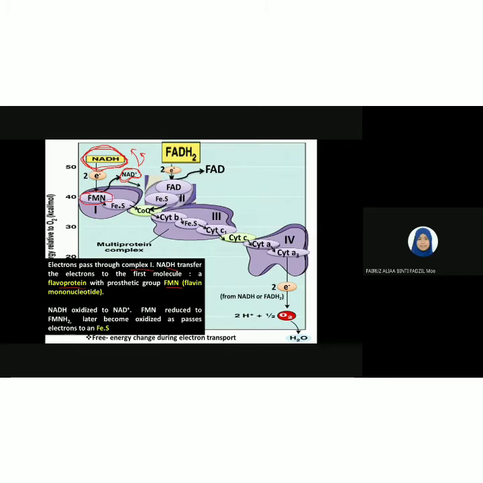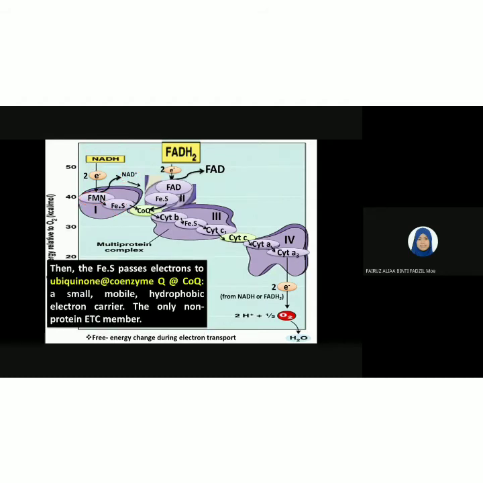And then what happened to the FMN? The FMN, once it accepts the electrons, becomes reduced. After it becomes reduced, it will pass the electrons to the iron sulfur center. Once it passes the electrons to the iron sulfur center, it will become oxidized. And the iron sulfur center will become reduced after it accepts the electrons. Okay, so that's what will happen. After that, we go to the next one.